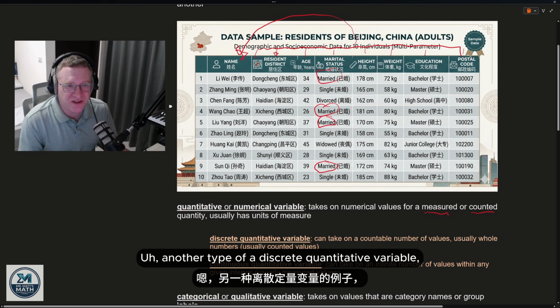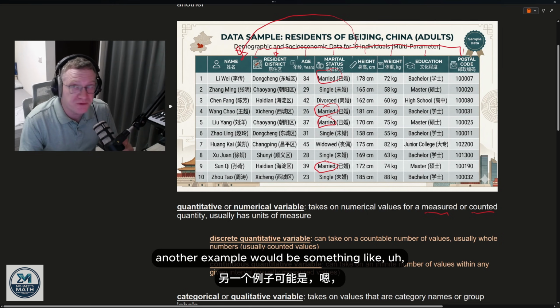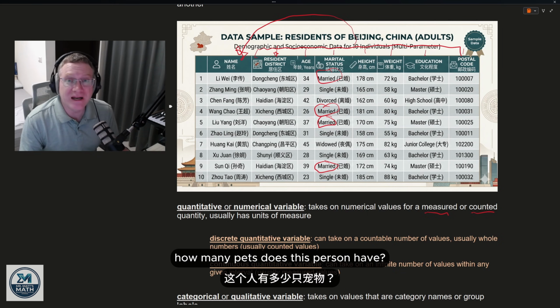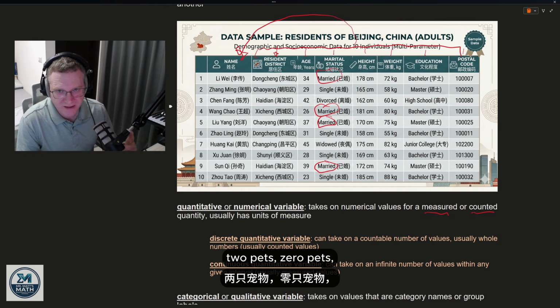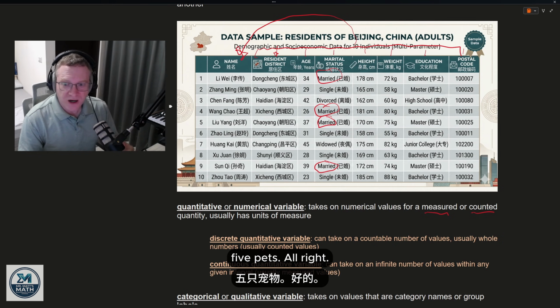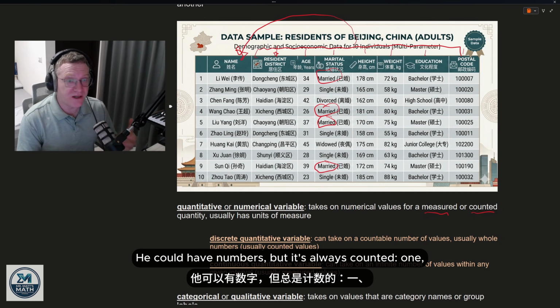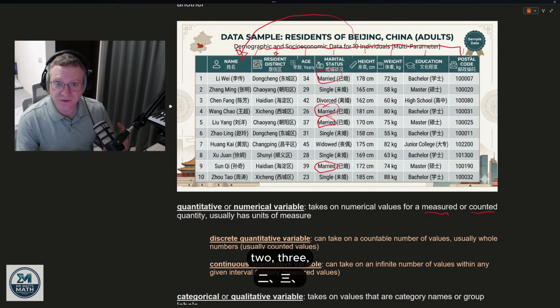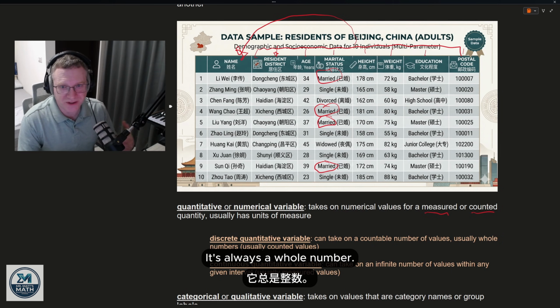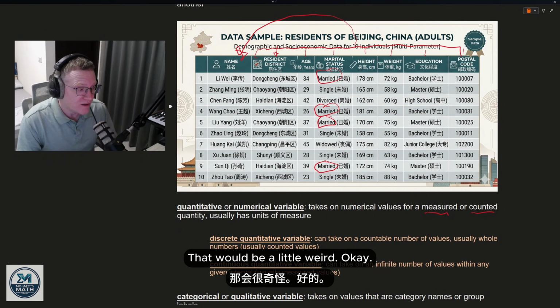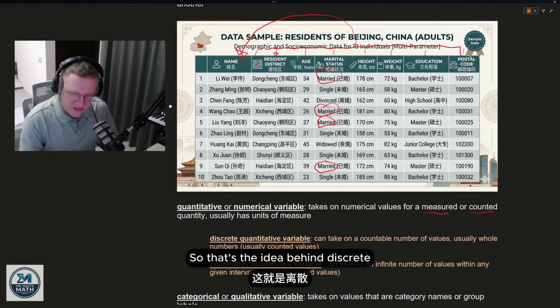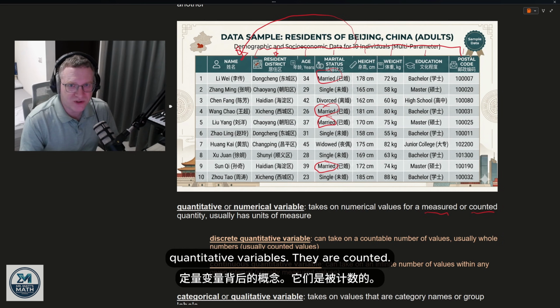Another example of a discrete quantitative variable would be something like how many pets does this person have? All right. He could have 1 pet, 2 pets, 0 pets, 5 pets. All right. It could have numbers, but it's always counted. 1, 2, 3, 4. It's usually a whole number. It's always a whole number. We're never going to say someone has 3.4 pets. That would be a little weird. Okay, so that's the idea behind discrete quantitative variables. They are counted.